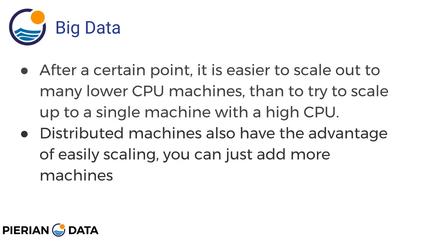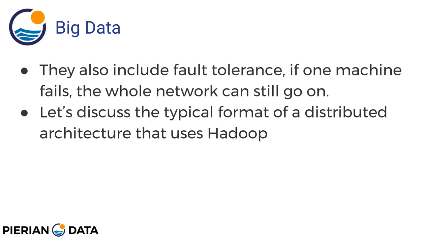And after a certain point, it's much easier to scale out to many lower CPU machines in a distributed system than try to scale up to a single machine with a high CPU. And distributed machines also have the advantage of easily scaling. All you have to do is just add more machines. Versus a single computer, no matter how nice it is, there's going to be a limit on how much RAM or how much storage you can add to a single machine. So with distributed machines, you can just keep adding systems to the network and just get more power that way. And they also include fault tolerance, which is really important when you're talking about large data sets.